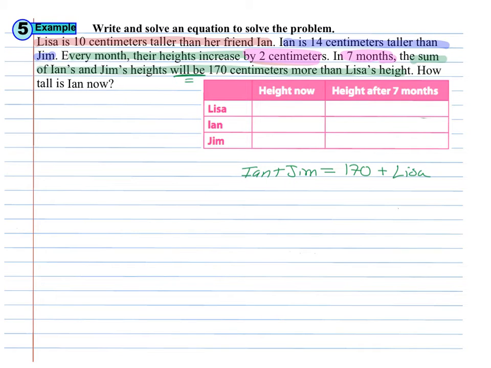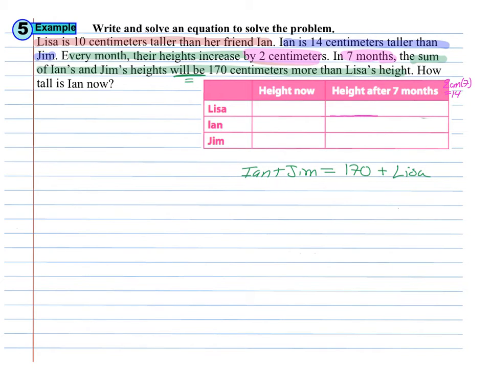So the 2 and the 7 right here, we're going to be using that information here because they grow 2 centimeters every month. So let's just write that information down. 2 centimeters every month, that means they grow 14 centimeters in 7 months.